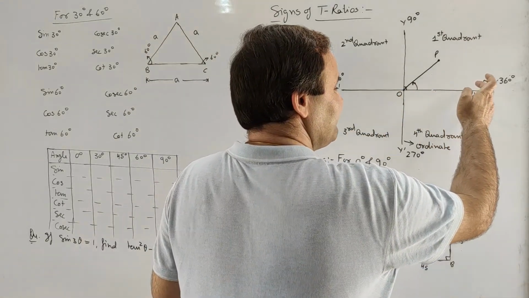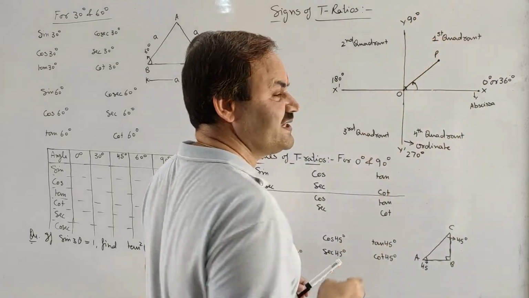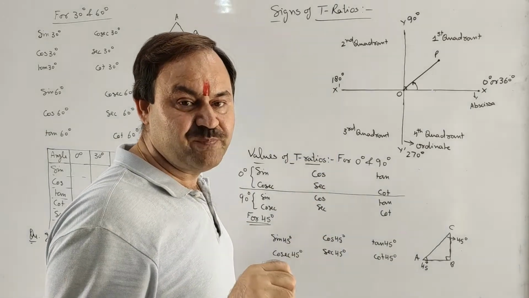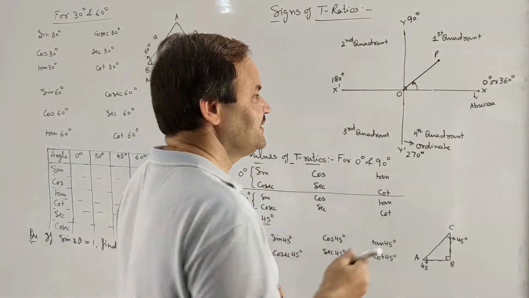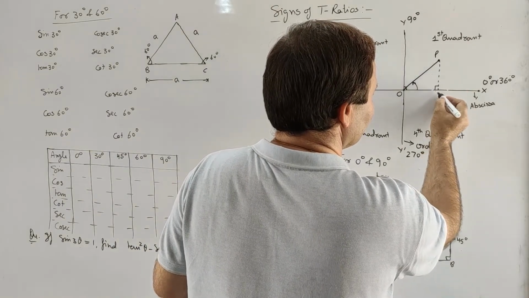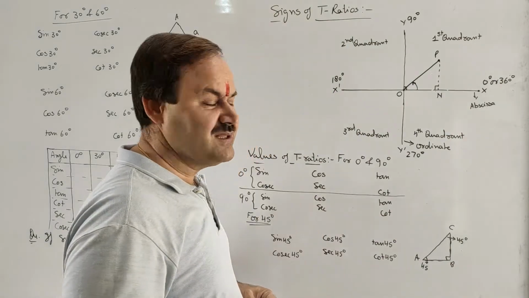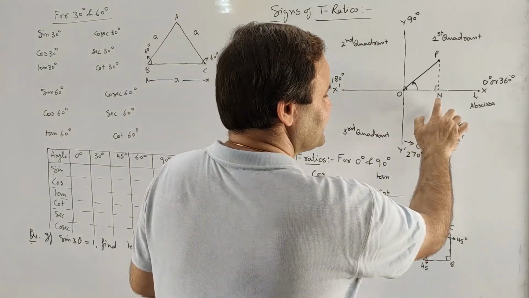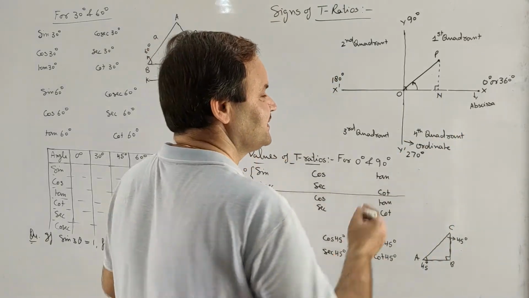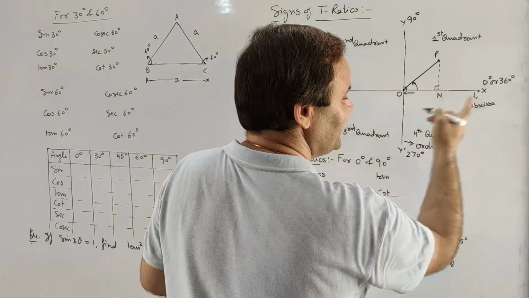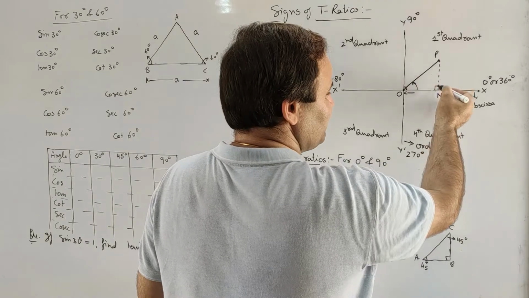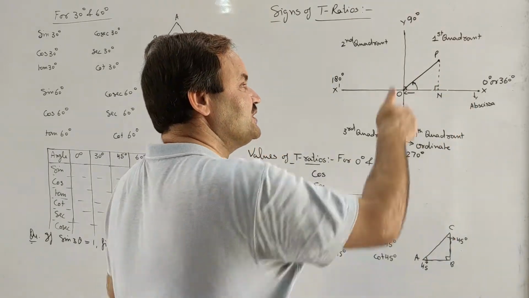If we want to find out the signs of T ratios in first quadrant, that is from 0 to 90 degree, then in first quadrant the perpendicular drawn from point P on x-axis, say, meets the axis at point N, then this distance ON, being along the positive x-axis, will be positive, while PN, being along the positive y-axis, will also be positive.